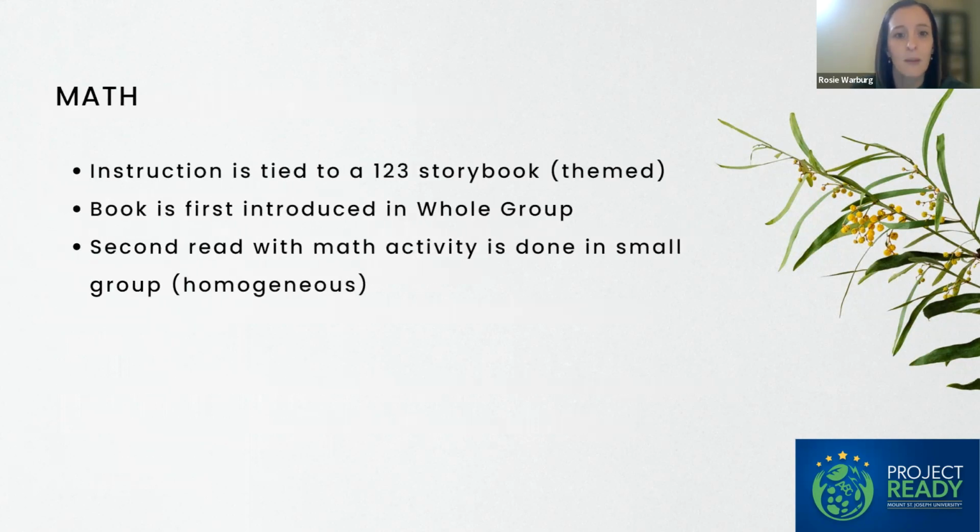All right, so let's talk about how we use the results of the CBA to help us with our math groups. We already know that from the CBA, we can learn a little bit about our students' exposure to those basic concepts: shape, color, relative size, and opposites. And then we can also use the results of the CBA to help us with our math grouping. Our math instruction is always tied to a 1, 2, 3 storybook, which is related to our theme. The book is always first introduced in the whole group setting. And then the second read with the math activity is done in a homogeneous small group.